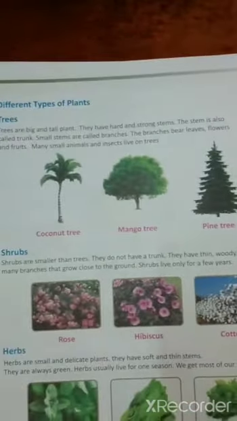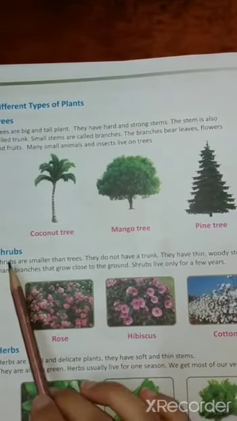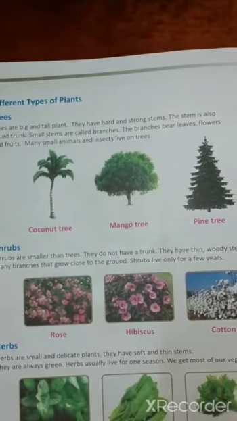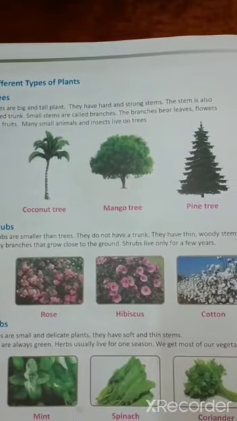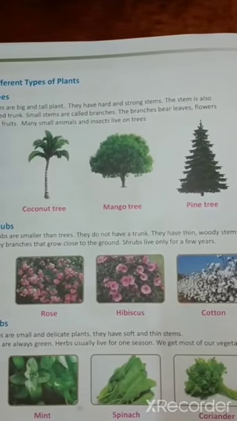Then we have read about the trees. In trees we have coconut tree, mango tree and pine tree. In shrubs we have rose, hibiscus and cotton. In herbs we have mint, spinach and coriander. So these are the different types of plants.